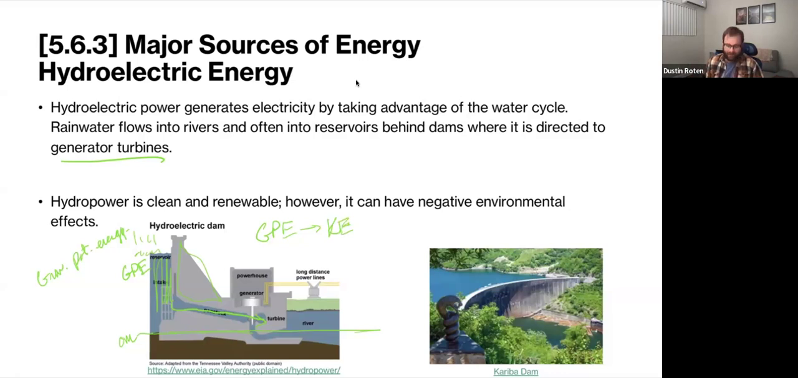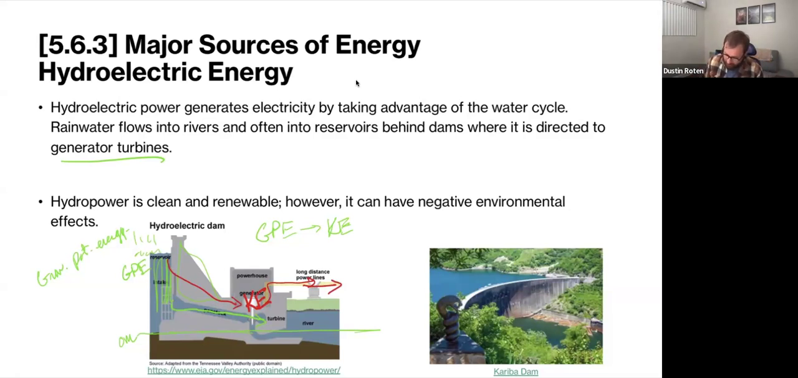That's exactly what happens here. We use the gravitational potential energy from that bank of water. We turn it into kinetic energy in the generator. And then that's actually where we get our power from. So we have the outgoing power, outgoing electricity from the kinetic energy in that generator.